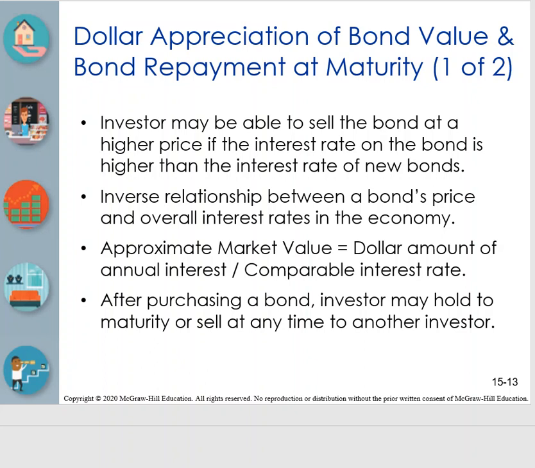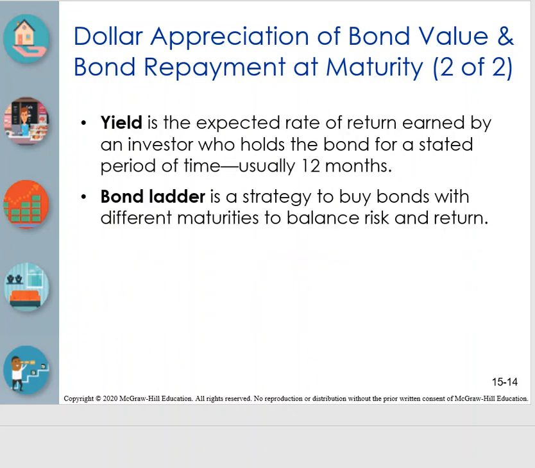We'll talk about approximate market value here in a second, so we'll skip on to that. So after purchasing a bond, an investor may hold the bond to maturity or sell it at any time to another investor, just like a stock. Other things to look at is yield. Yield simply is the expected rate of return earned by an investor who holds the bond for a stated period of time. Usually that's 1 year, but it could be a different stated period of time. Finally, oftentimes people who purchase bonds use a technique known as laddering. That's a strategy used to buy bonds with different maturities to balance the risk and return.